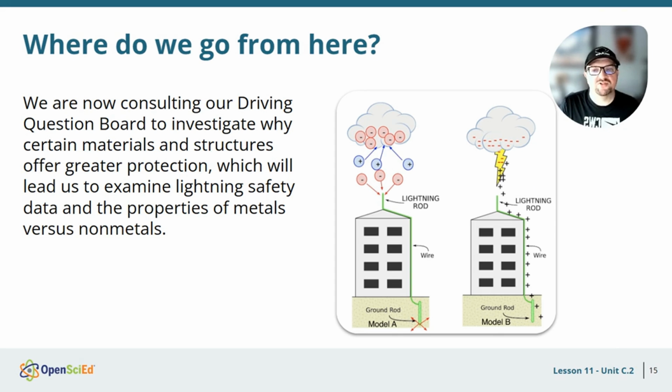They know how electric fields ionize air to create a path for lightning and how that transfers energy into light and sound. When we check the driving question board here, students naturally notice that we've answered how lightning forms, but we haven't explained why some structures or materials are safer than others. This naturally points us towards our next steps. We will look at lightning safety data and examine the differences between metals and nonmetals.